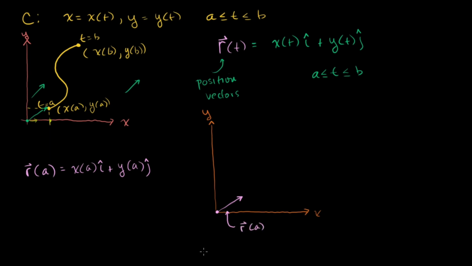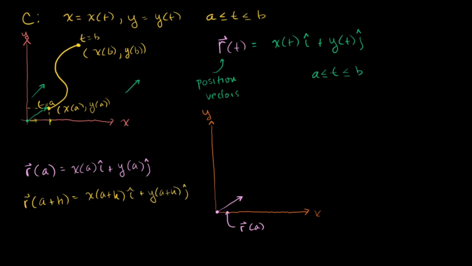Now, what happens if a increases a little bit? What is r of a plus a little bit? We could call that r of a plus delta, or r of a plus h. Let's do it in different colors. So let's say we increase a little bit, r of a plus some small h. Well, that's just going to be x of a plus h times the unit vector i plus y of a plus h times the unit vector j.